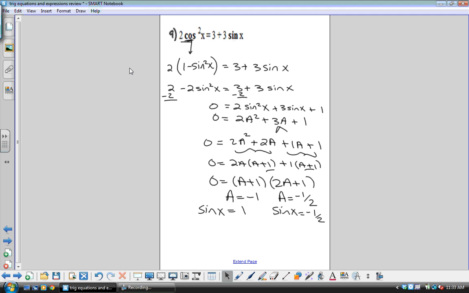Now let's find out here, where is sine 1? And that would be at pi over 2. And then where is sine negative 1/2? Right, that's going to be at 7 pi over 6. And 11 pi over 6.